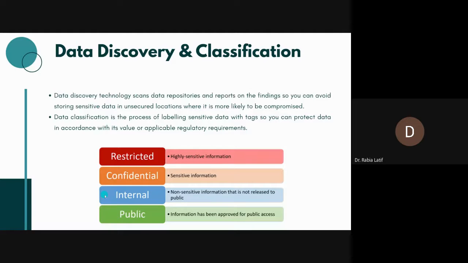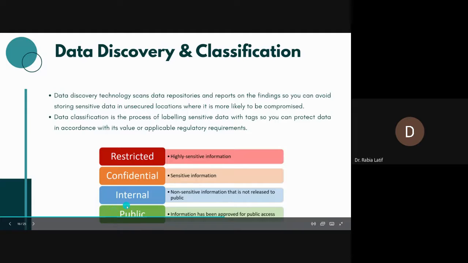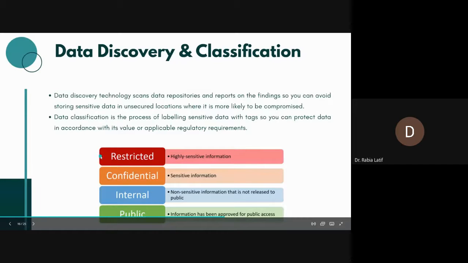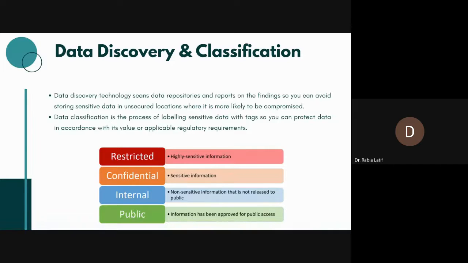If your data is public, like price lists, do you need security for that data? Definitely no. But if your data is restricted, like your social security number, your personal health information, your trade secrets, your sensitive financial secrets, definitely you need a very good security solution for that particular data.